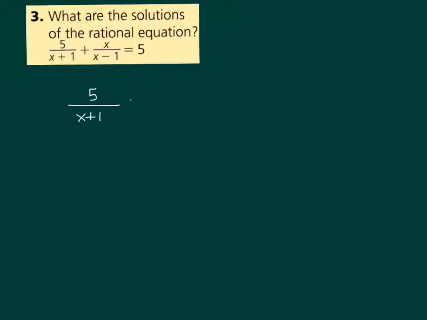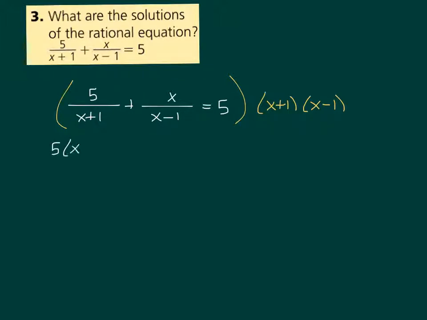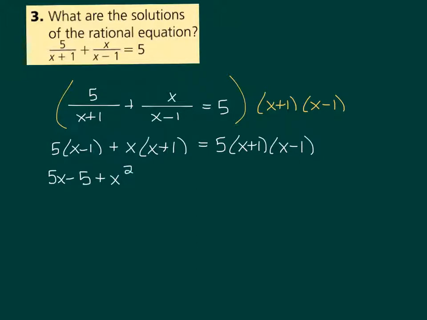5 over x plus 1 plus x over x minus 1 is 5. We want to multiply this by what? The LCM, which is x plus 1 times x minus 1. When we do that, we get 5 times x minus 1 plus x times x plus 1 is 5 times x plus 1 times x minus 1. Now, we have 5x minus 5 plus x squared plus x is 5 times x squared minus 1.